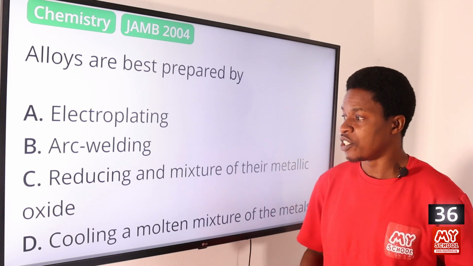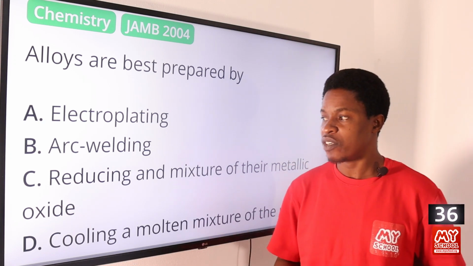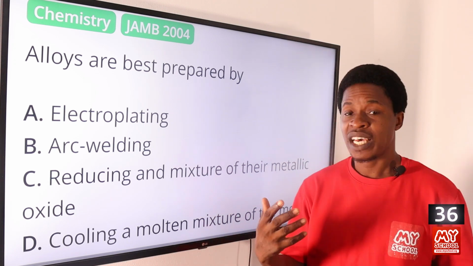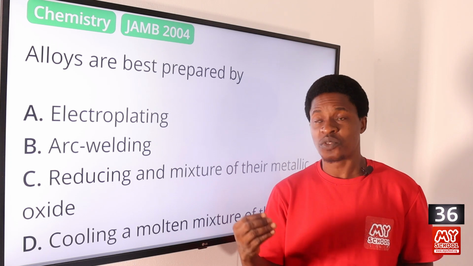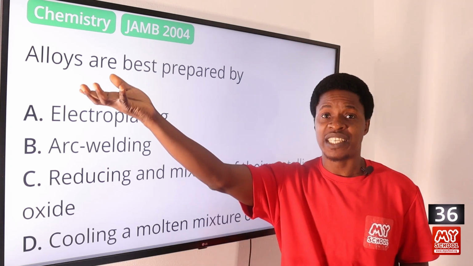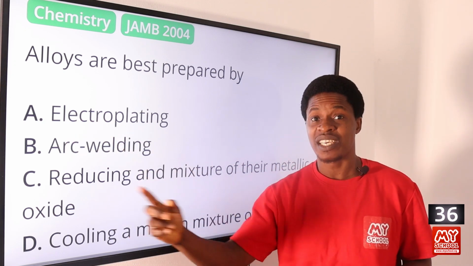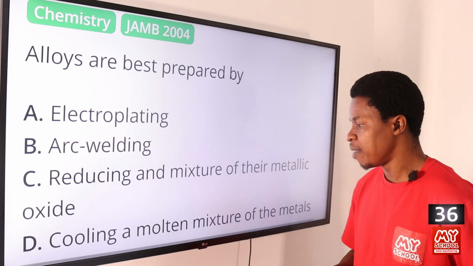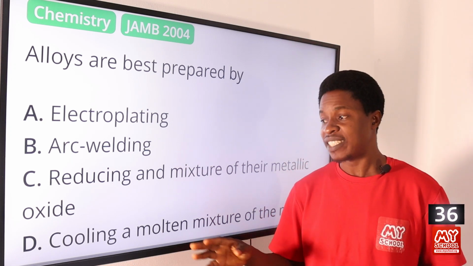Option C says reducing a mixture of their metallic oxides. If you subject the metallic oxide to reduction, you are not going to have a full-fledged alloy being prepared. So that is also eliminated. Option D says cooling a molten mixture of the metals. Cooling a molten mixture, yeah, I think that is the best way.